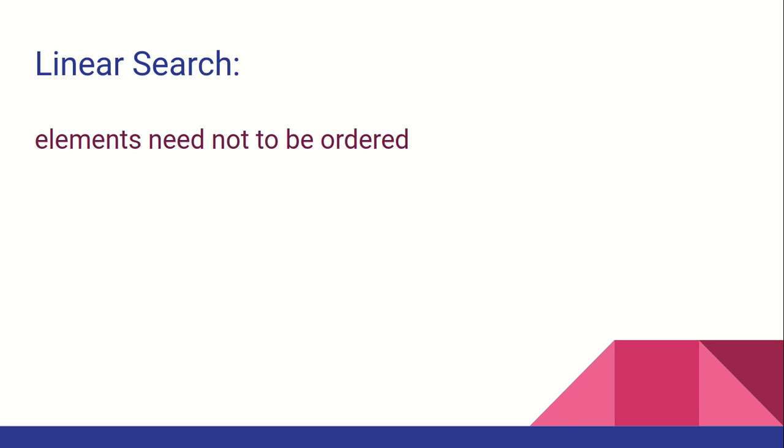Now if the search goes up to the last element, then it is the worst case. That is, either the element is present at the last location or the element is not present in the list at all. So in either scenario, the number of comparisons required is n and the time complexity is big O of n.